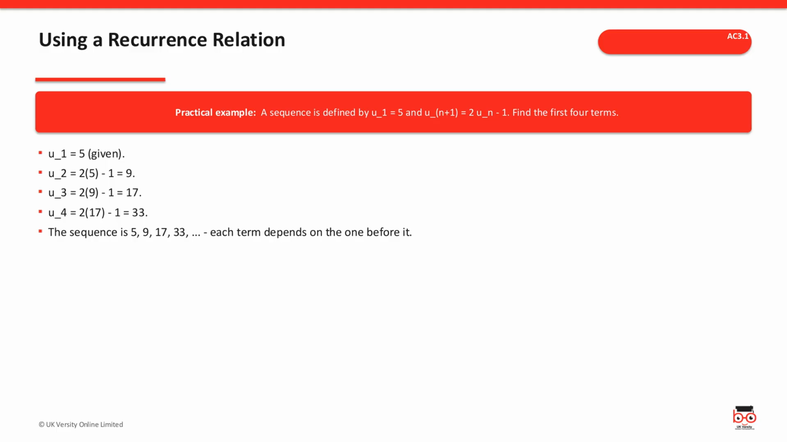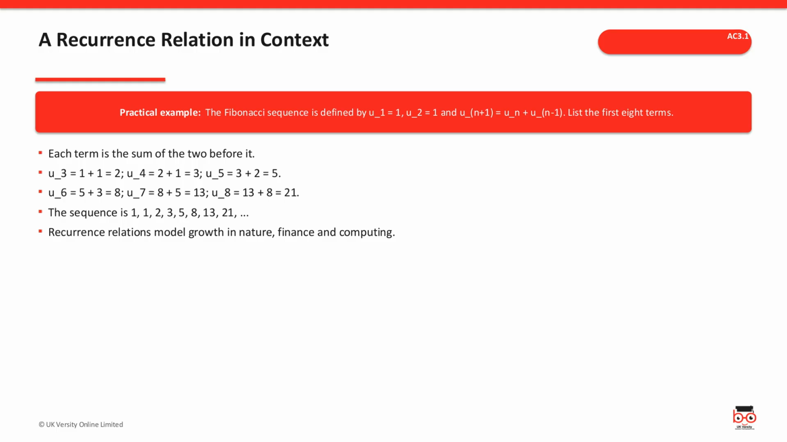Here's the most famous recurrence of all, the Fibonacci sequence, defined by u sub 1 and u sub 2 both equal to 1, with each later term the sum of the two before it. So u sub 3 is 1 plus 1, 2. u sub 4 is 2 plus 1, 3. u sub 5 is 3 plus 2, 5. Carrying on gives 8, then 13, then 21. So the sequence runs 1, 1, 2, 3, 5, 8, 13, 21. These relations model growth everywhere, from rabbit populations to file structures and financial forecasts.